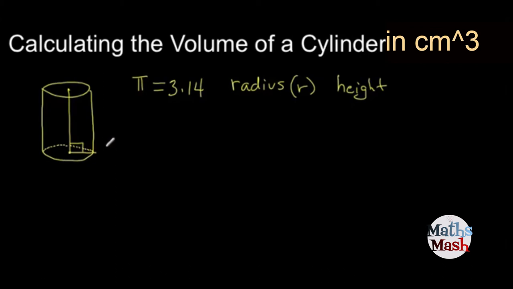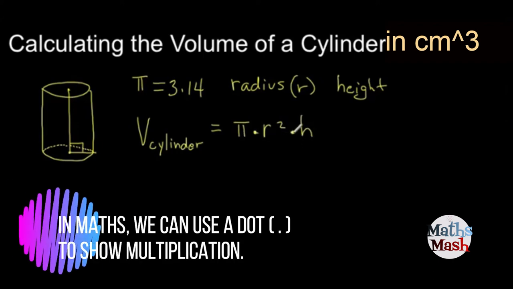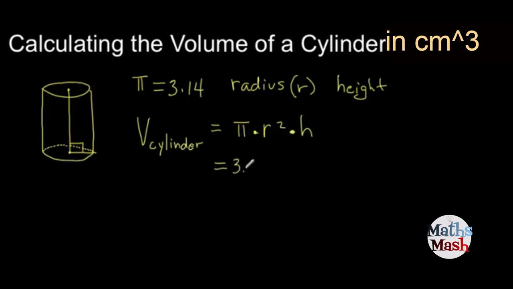Okay, so volume of a cylinder is going to be pi times radius squared times the height. So we start with 3.14, and let's say our radius is, say, 2, and our height, let's say, is 4.